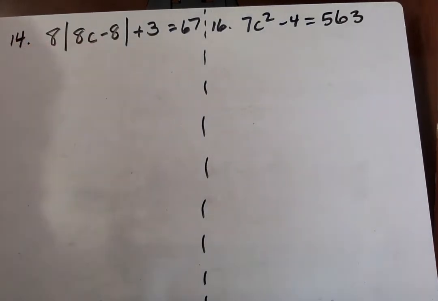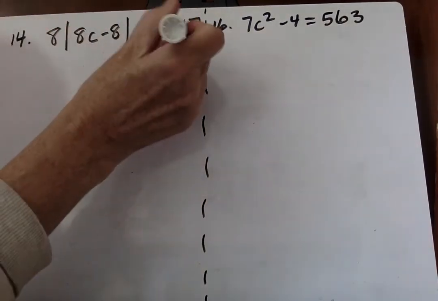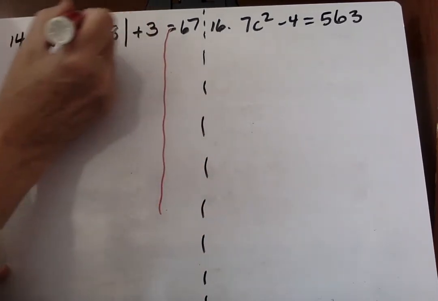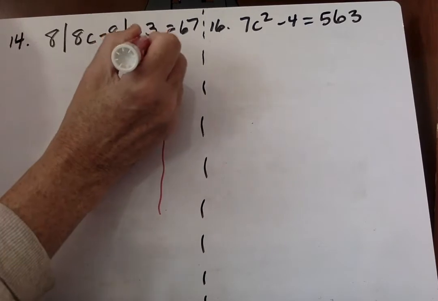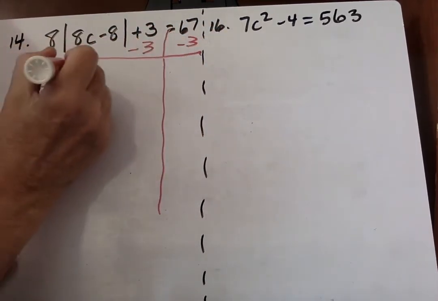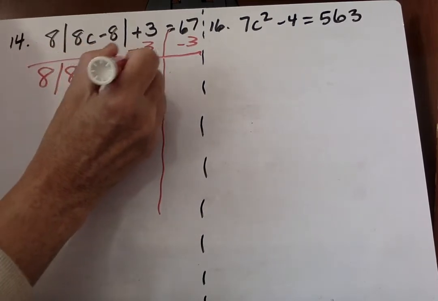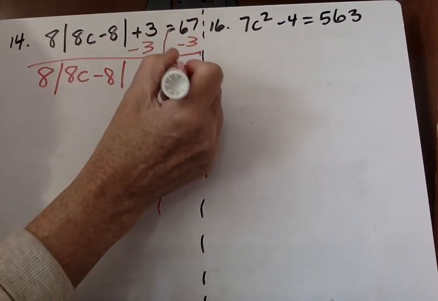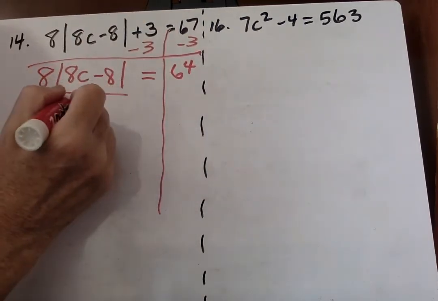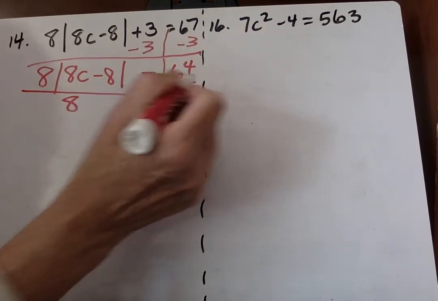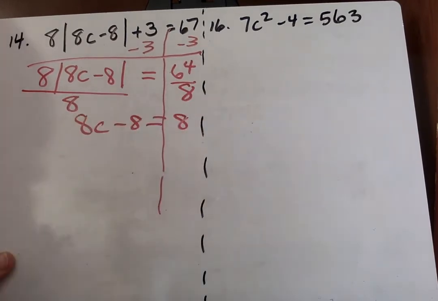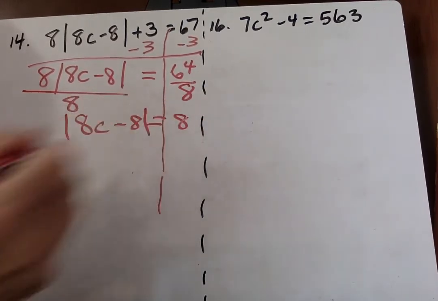Hopefully you can remember how to do absolute values, okay? So we're going to pretend it's just a regular old equation, and this is what we want to get by itself. So we're going to subtract 3 first. So we go 8, absolute value of 8c minus 8, absolute value equals 64. Then I'm going to divide this side by 8 and this side by 8. So I get 8c minus 8 equals 8. Oh, and it's still absolute values, okay?